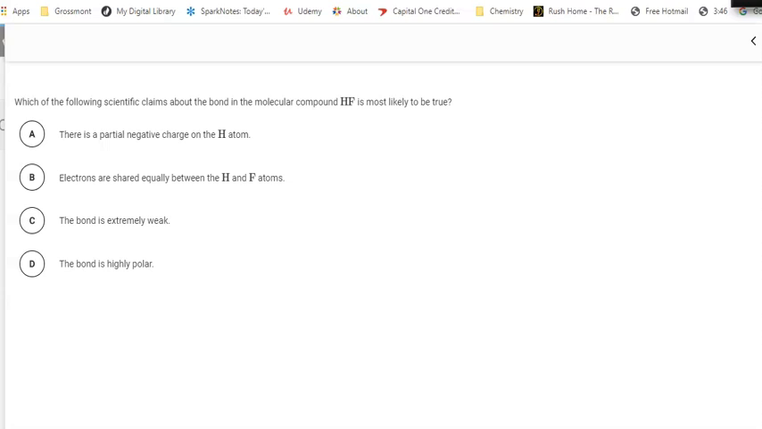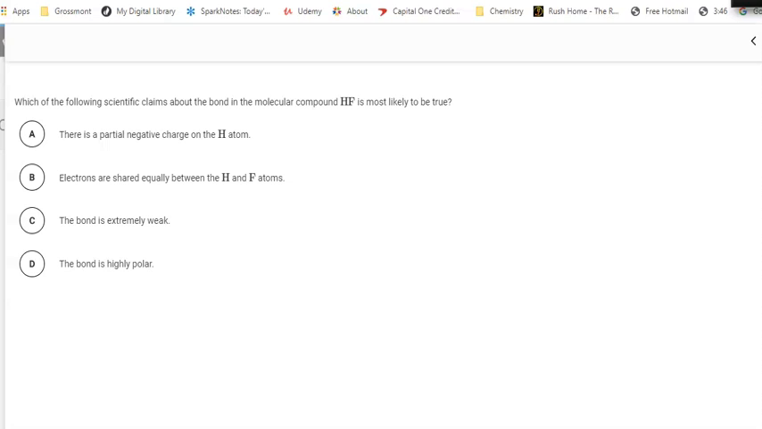All right. Number 2 in Unit 2, and I'm just scrolling through some multiple choice questions here. Which of the following scientific claims about the bond in the molecular compound hydrofluoric acid, HF, is most likely to be true? Well, let's look at it. Hydrofluoric acid, it's 2 elements. It's called a binary compound. Binary means 2. Fluorine is the most electronegative element on the periodic table. So it's going to definitely pull the electrons over towards it. It will definitely be a polar covalent molecule, very highly polar.